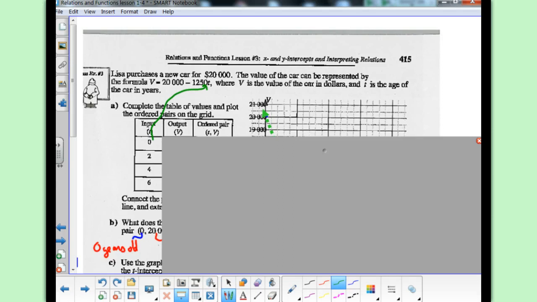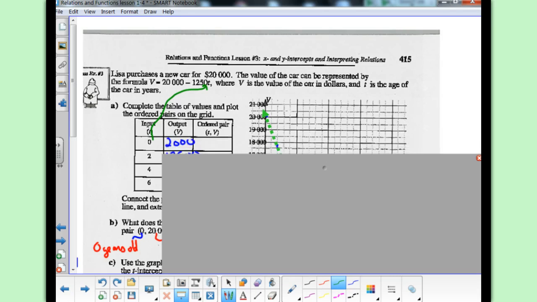Plug all these inputs in. So when you plug 0 in there, you get a value of $20,000, not 2,000, but 20,000. And they want you, I don't have much room here, but they want you to write this, 0 and $20,000. That would be your point. The x value is time and the y value is value. So the manipulated is time and the respondent or the dependent one is value.